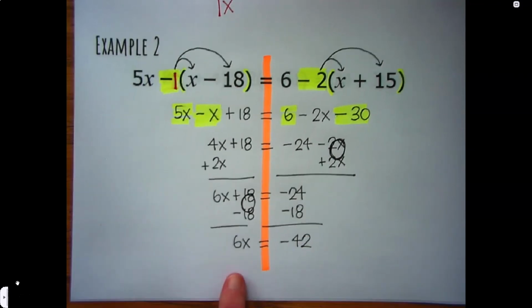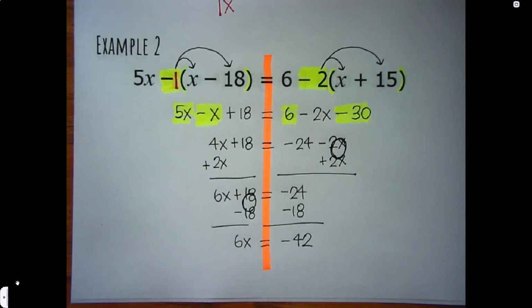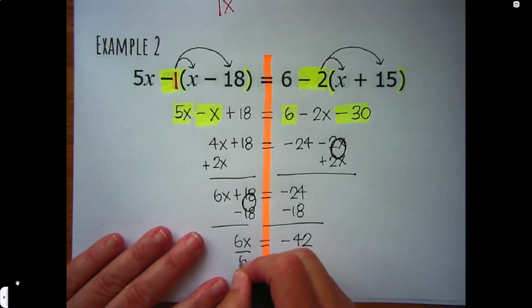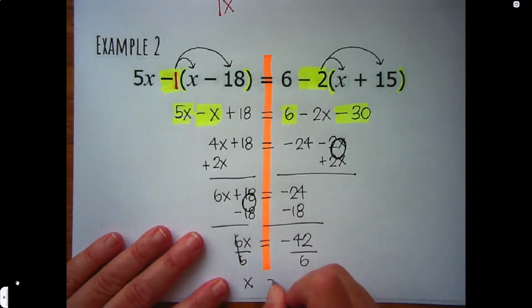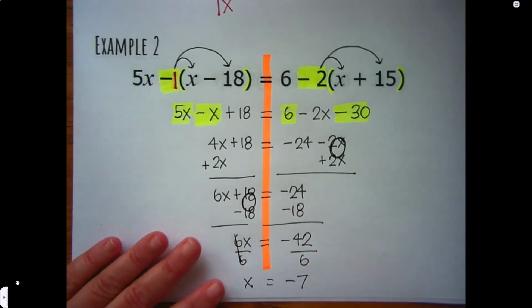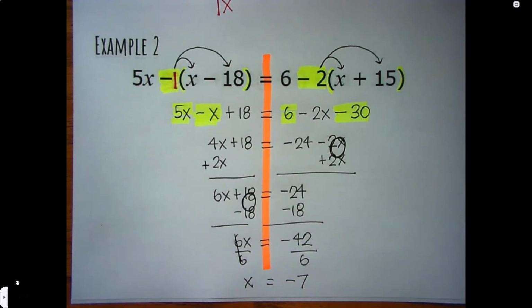And now to finish this off, I'm either going to multiply by 6 or divide by 6. It's already multiplying. So I'm going to divide each side by 6, and I get that x is equal to a negative 7. So my solution for this equation is x equals a negative 7. All right, hopefully that is a good review for you of how to solve a multi-step equation.